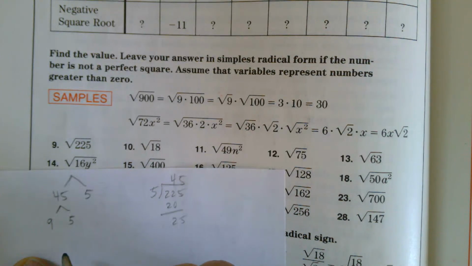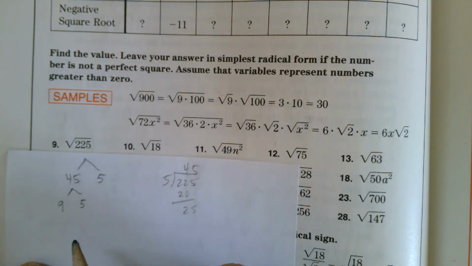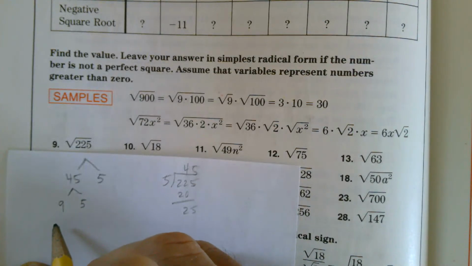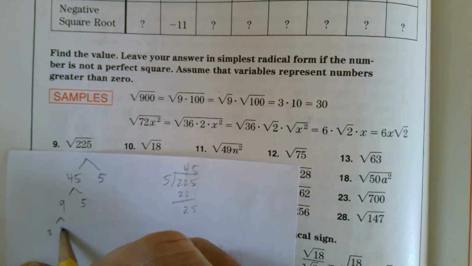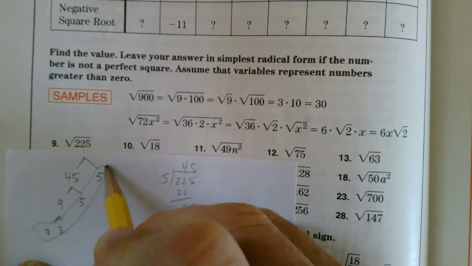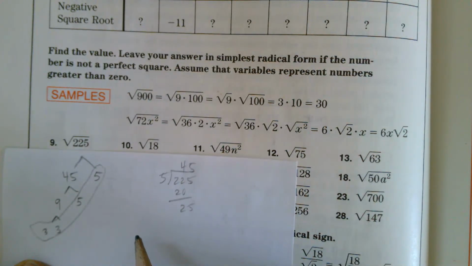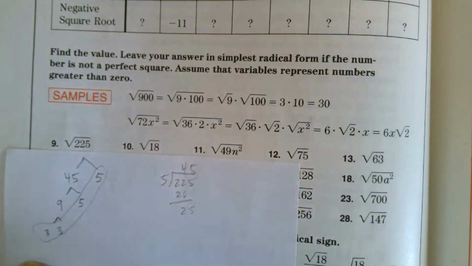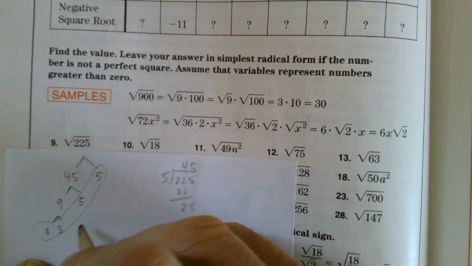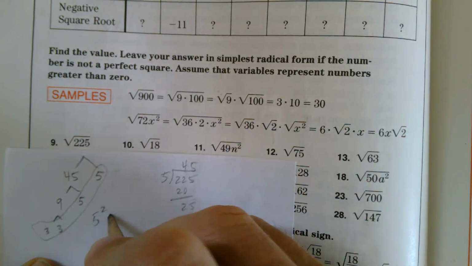Right, so 45 is 5 times 9, and then 9 is 3 times 3. So you have the prime factors of 225: 3 times 3 times 5 times 5. Like 5 squared times 3 squared gives us 225. That's just another way I can think of it.